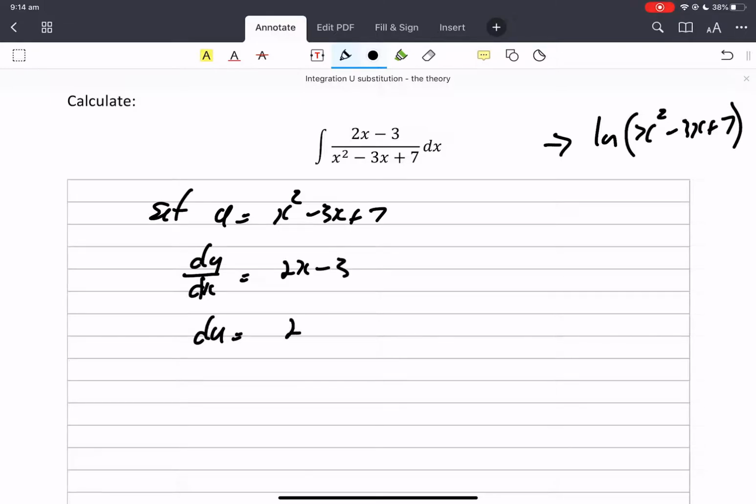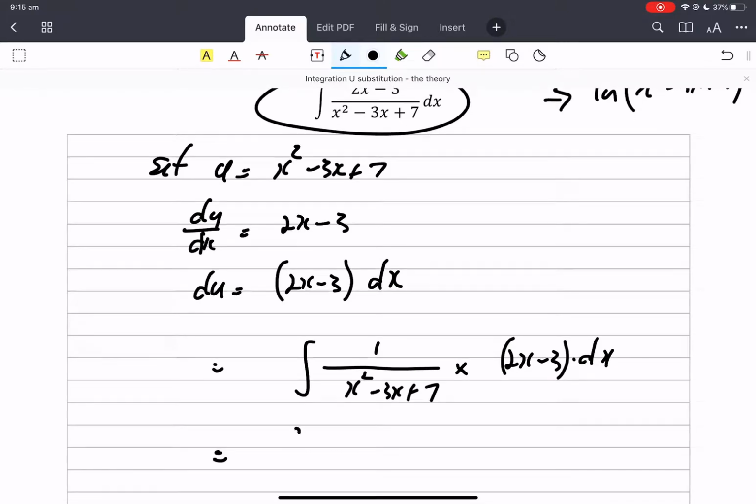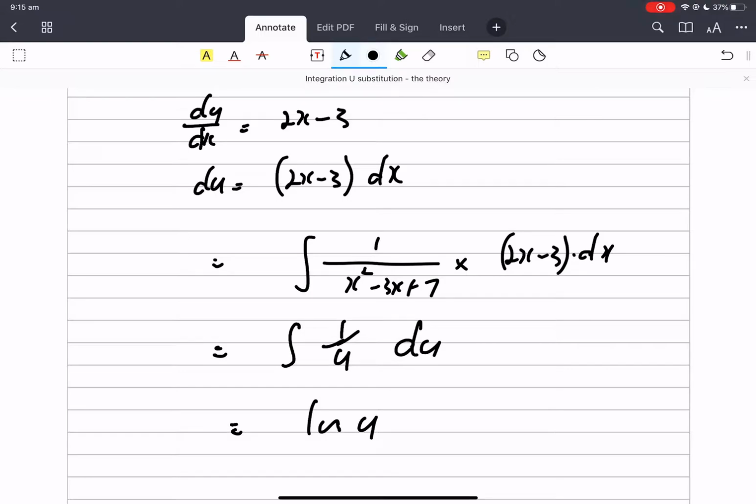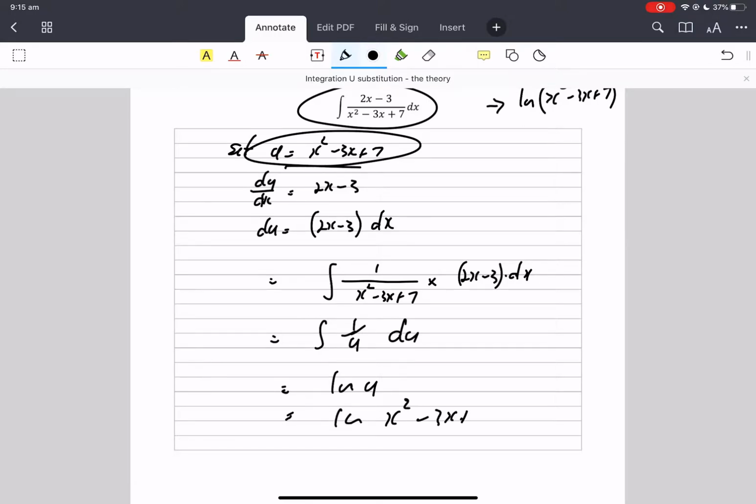So du equals, I'm going to break that up, equals, let's go 1 on, multiplied by, you can see why I've set it out like that, because now when I do my substitution, I get the integral of 1 on u du, which is just log u, and u is this x squared. So that's how it works, substitution.